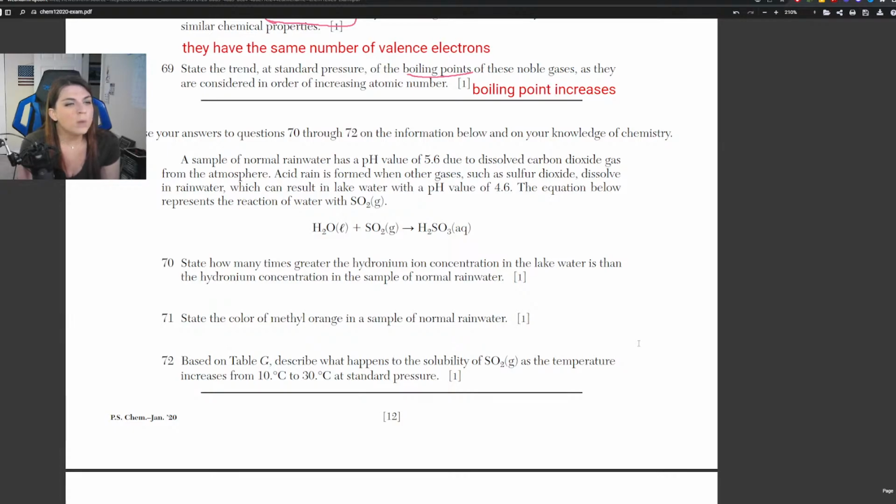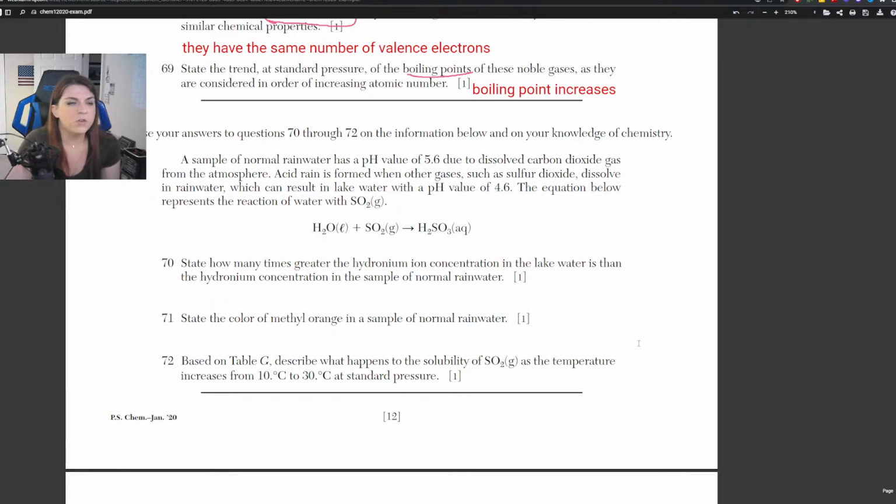A sample of normal rainwater has a pH value of 5.6 due to dissolved carbon dioxide gas from the atmosphere. Acid rain is formed when other gases, such as sulfur dioxide, dissolve in rainwater, which can result in lake water with a pH value of 4.6. The equation below represents the reaction of water with SO2. State how many times greater the hydronium ion concentration in the lake water is than that in normal rainwater.